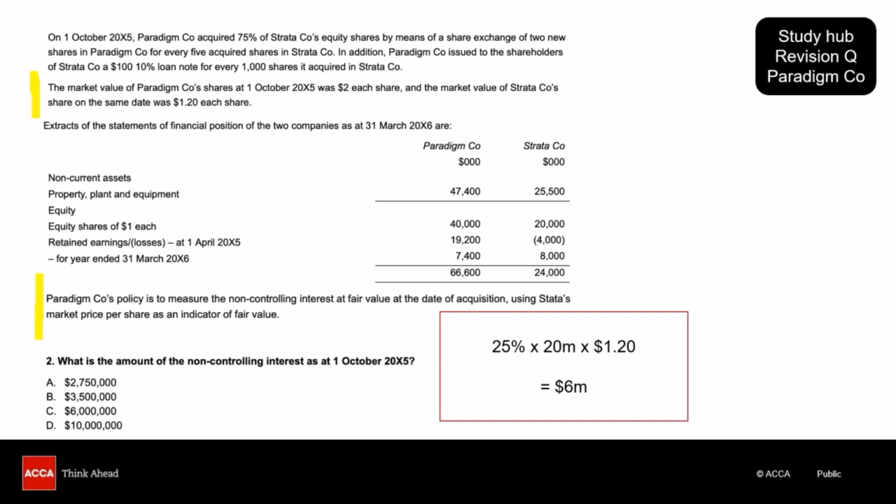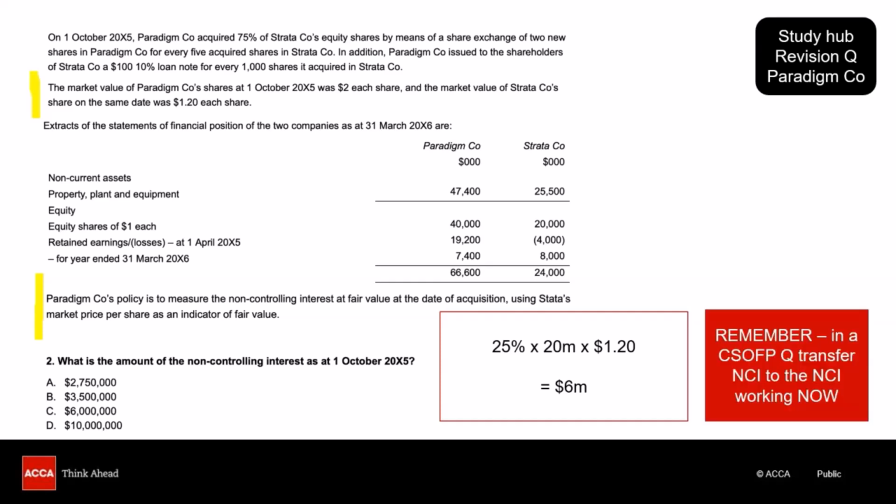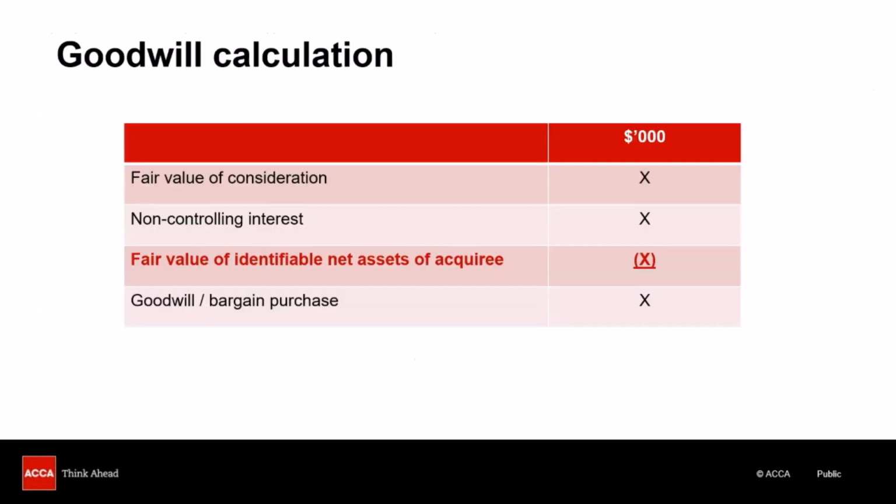Now, in here, we have 20 million shares which were related to the subsidiary company, 25% was the shareholding, and the yellow highlighted part that you can see talks about 1.2 per share, which was the share price of the subsidiary company at the date of acquisition. We multiply all of this and we get the figure of 6 million. This is the fair value of NCI at the date of acquisition, and this is going to be the figure which will form the base of the calculation of the value of NCI in the consolidated statement of financial position also.